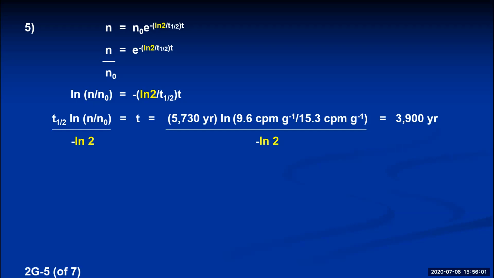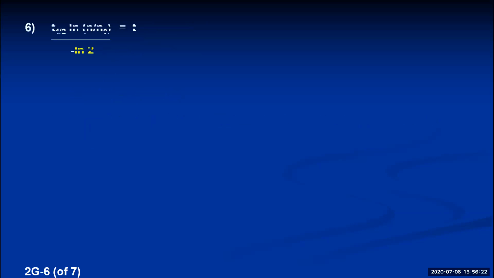Number 6, in a sample of uranite ore from the Black Hills of South Dakota, the mass of lead-206 is 22.8% the mass of the uranium-238 present. Estimate the minimum age for the Earth from this information, assuming these rocks from the Black Hills of South Dakota were formed at the beginning of the Earth. So we're going to try to determine what the decay time is, how long has it been decaying away, so we're going to solve for T.